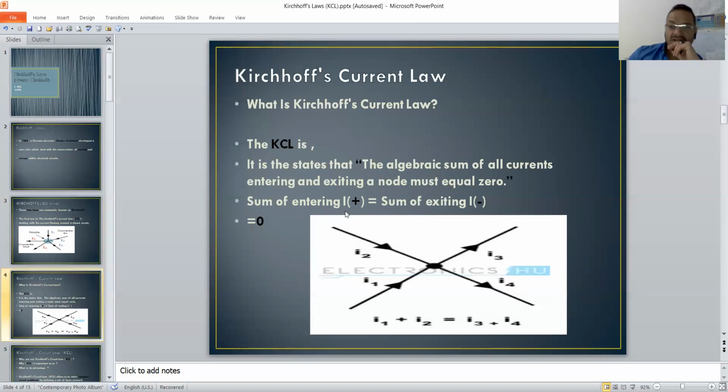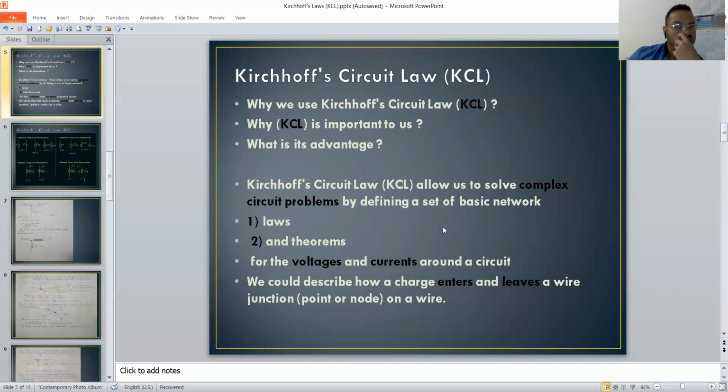Summation of entering currents, that means positively charged because they go directly to the closed circuit, equals summation of exiting currents, and these currents have minus charge, negatively charged, because they go far away from this node. That means this node will be something like a base for us to understand and to determine the charge of currents. Now let's solve these questions.